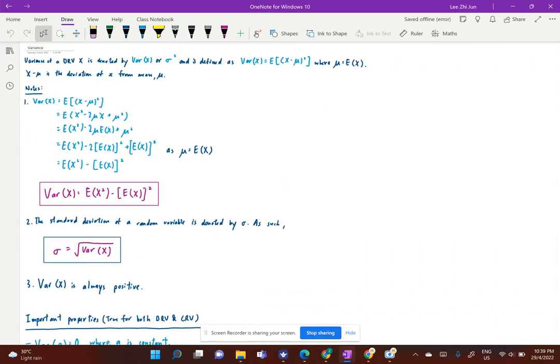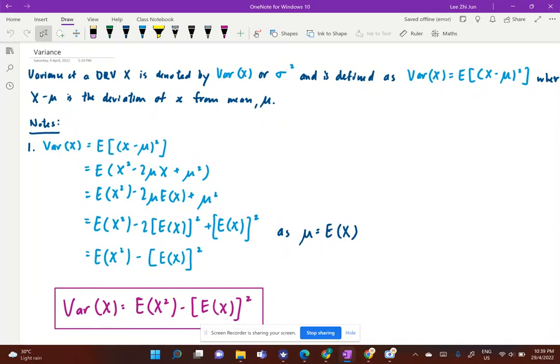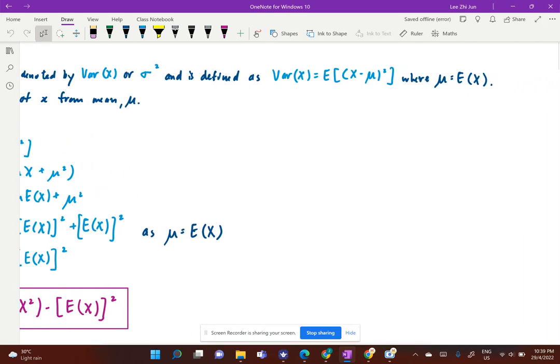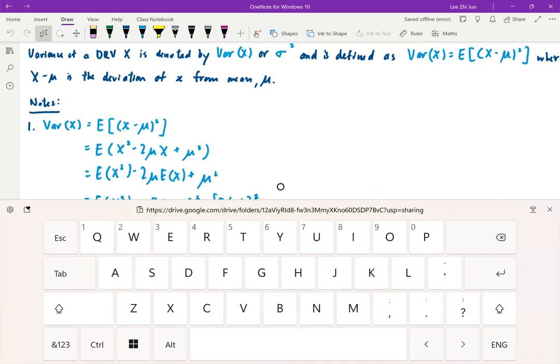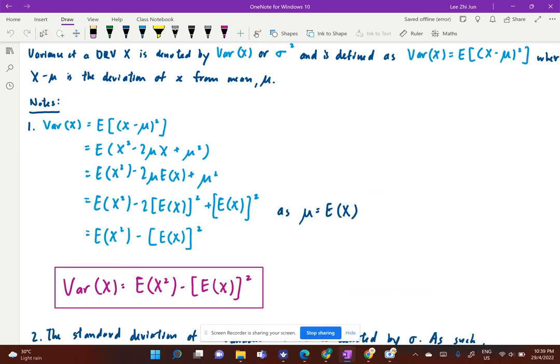Last is the variance. The variance of a discrete random variable X is denoted by Var(X), or sigma squared, and is defined as Var(X) equals E[(X minus mu) squared], where mu equals E(X). So it's simplified as (X minus mu) squared. I factorize it using the properties just now, so it becomes E(X squared), minus 2 mu E(X), plus mu squared.